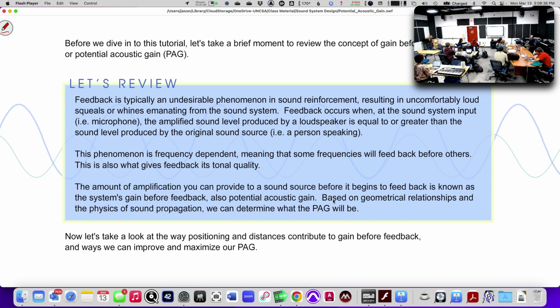I feel like all you want to do is adjust the knob. The knobs don't help you. The knobs are not your friends. They don't help you with feedback. But you have to physically move things to get feedback better.